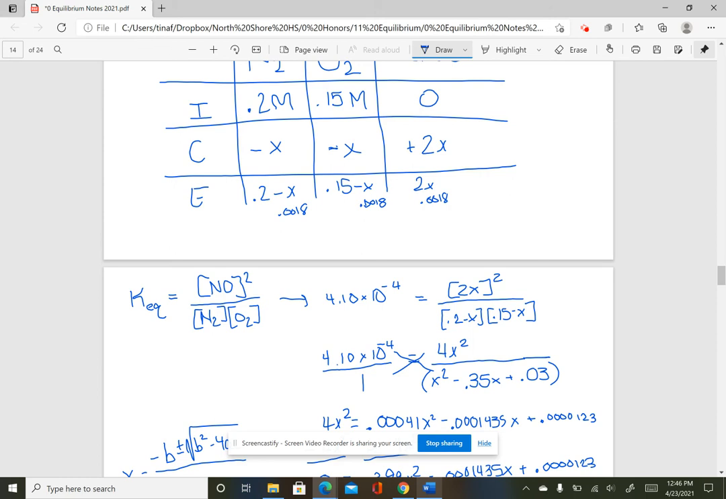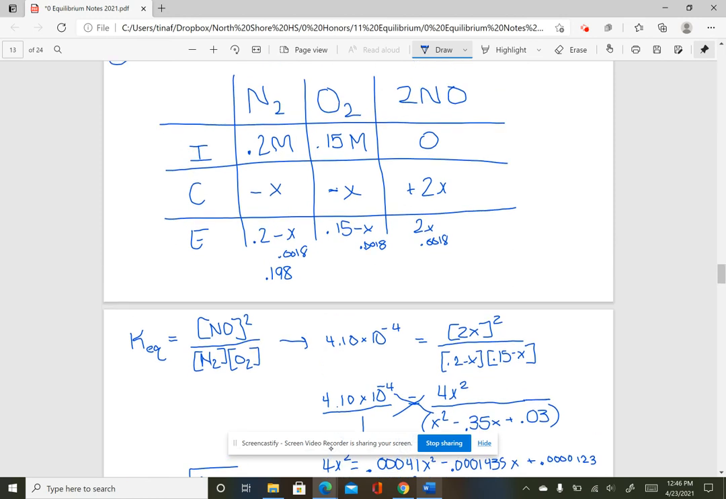So 0.2 minus 0.0018 is 0.198. That would be the concentration of N2. 0.15 minus 0.0018 is 0.1483. That would be the concentration of O2 once we reach equilibrium. And 2 times 0.0018 is 0.0034.